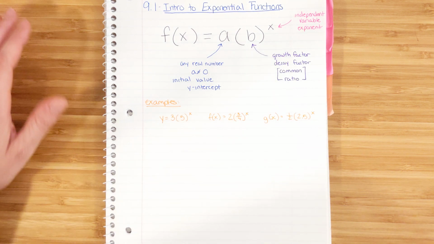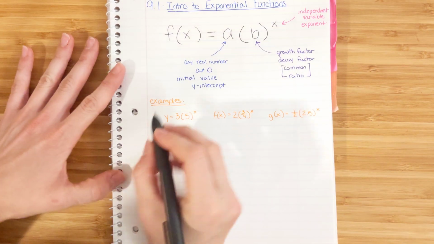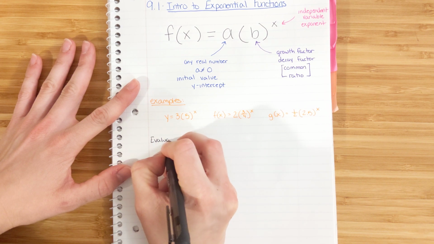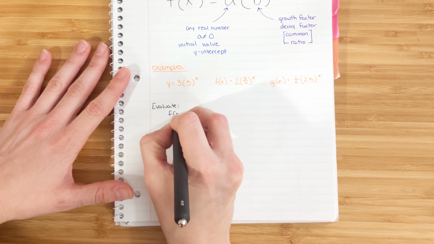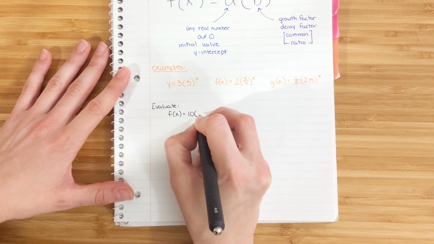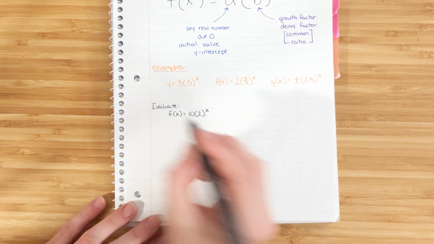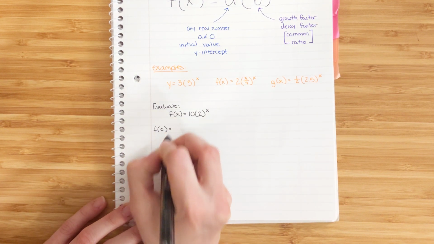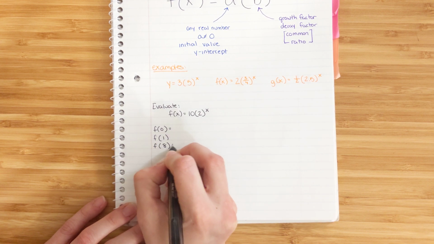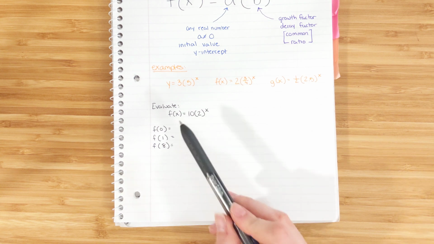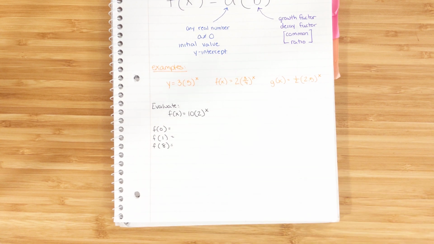So how are we going to evaluate these exponential functions? Let's say I'm dealing with one example, f of x equals 10 times 2 to the x power. And I ask you guys to find f of 0, f of 1, and f of 8. Why not? Well, remember, this 0, 1, and 8 have replaced the x in my initial exponential function.